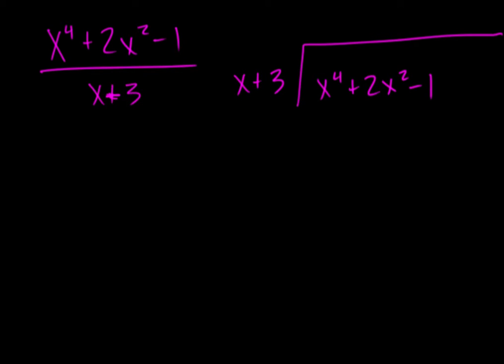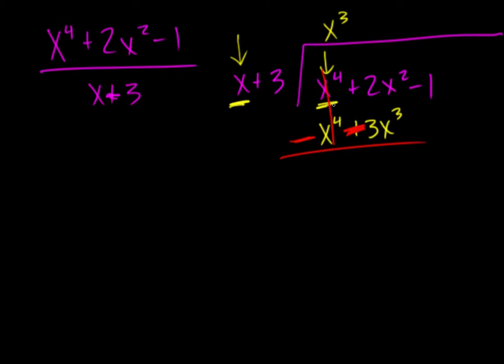Alright, so what we need to do, we need to focus on this and this. We ask the question, what do we multiply this by to make this? And the answer is x cubed. Then we multiply that back to these two. So we get x to the fourth plus 3x cubed. And then we want to change the signs because we're subtracting. These cancel and none of these combine, so we just rewrite them how they are. Okay, that's the full algorithm.